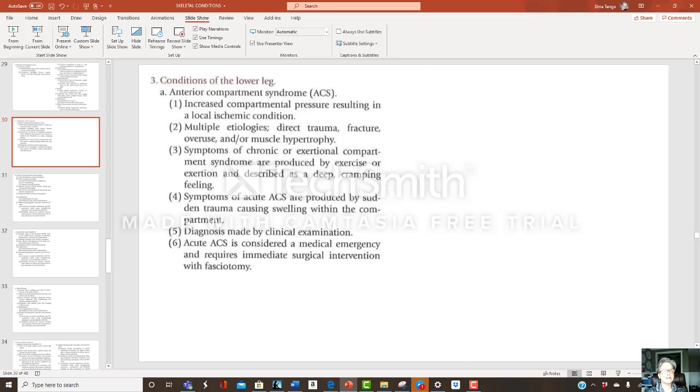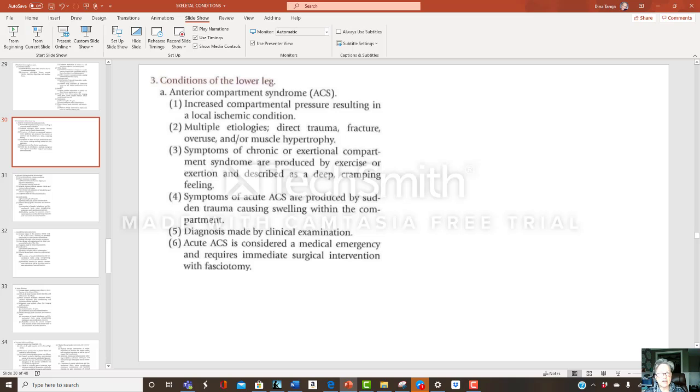Okay, conditions of the lower leg: anterior compartment syndrome. Increased compartmental pressure resulting in a local ischemic condition. Multiple etiologies include direct trauma, fracture, overuse, and/or muscle hypertrophy. Symptoms of chronic or exertional compartment syndrome are produced by exercise or exertion and described as a deep cramping feeling.